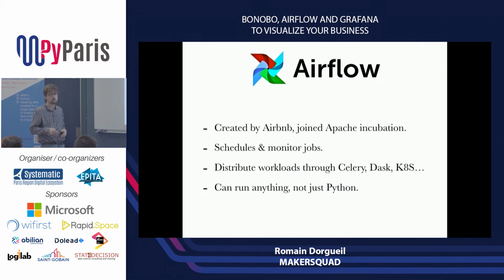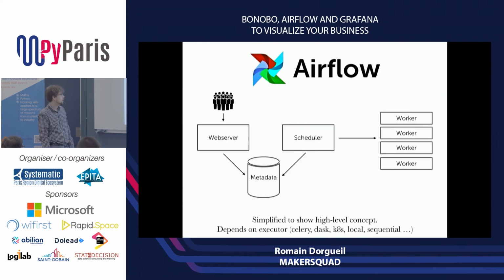It can use a wide range of strategies to distribute work. We are using Celery because the Kubernetes executor was not stable and ready at the time we started. Maybe it is now, I don't know. You can basically run anything that can run on a computer. You can run Spark tasks, shell scripts, whatever you can imagine.